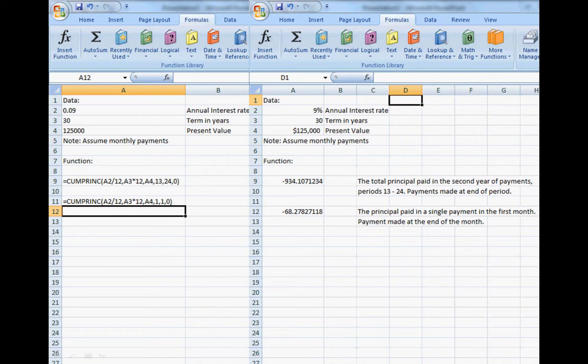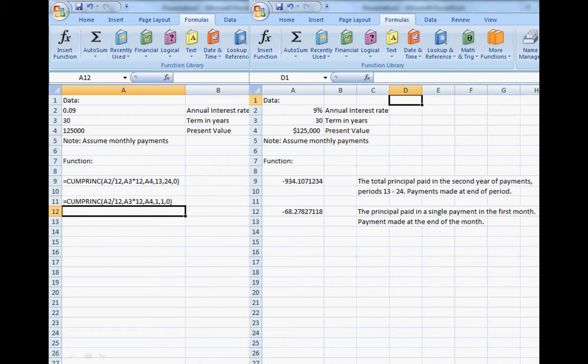The start period will be 13 and the end period will be 24. This is calculating the principal paid in the entire second year of the payments, as 13 is the first month of the second year. The type will be 0 because the payments are being made at the end of the period. This returns -$934.10. It's negative because you are making payments.